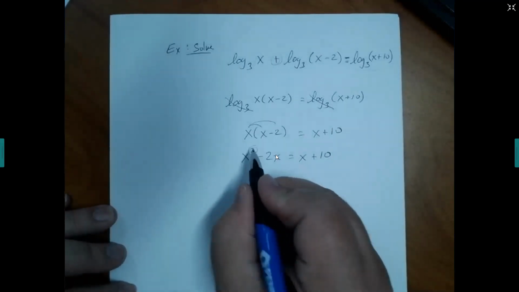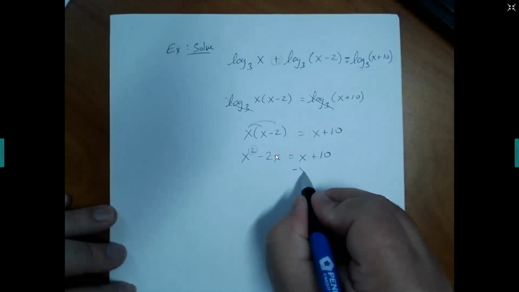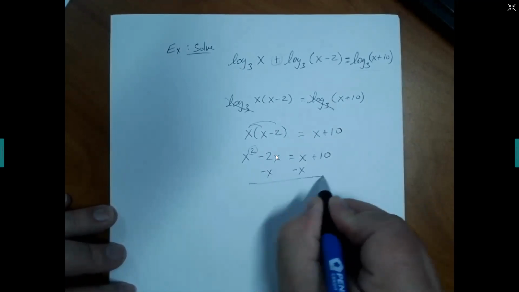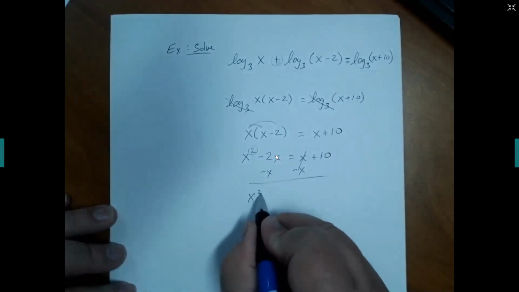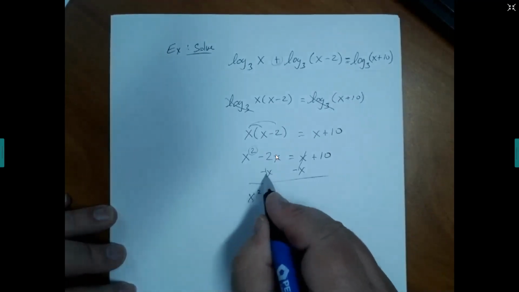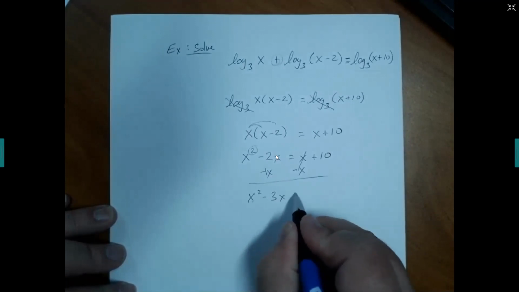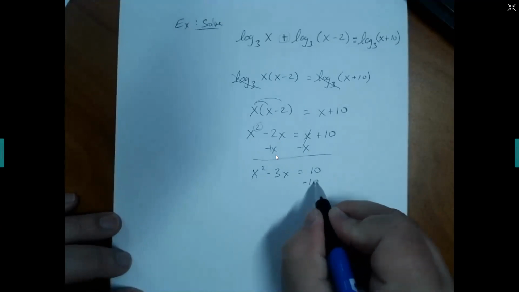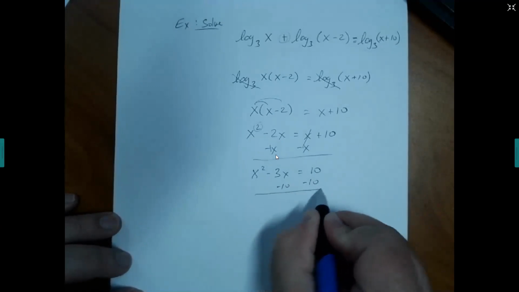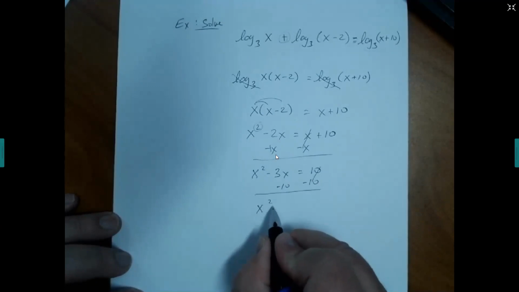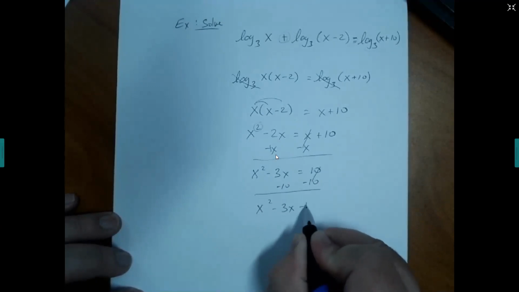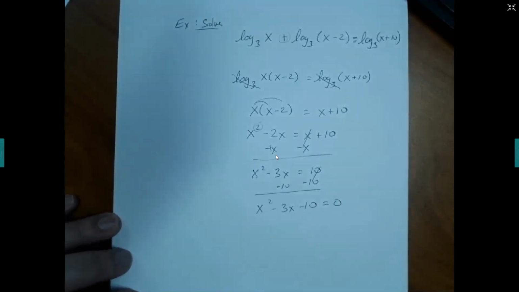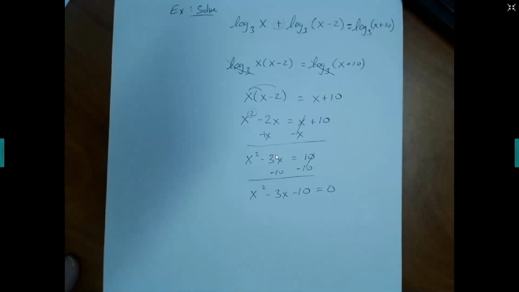Since it's quadratic, we have to make it equal 0. So we subtract x from both sides. x squared, negative 2x minus 1x is negative 3x, equals 10. Subtract 10 from both sides. So we have x squared minus 3x minus 10 equals 0.